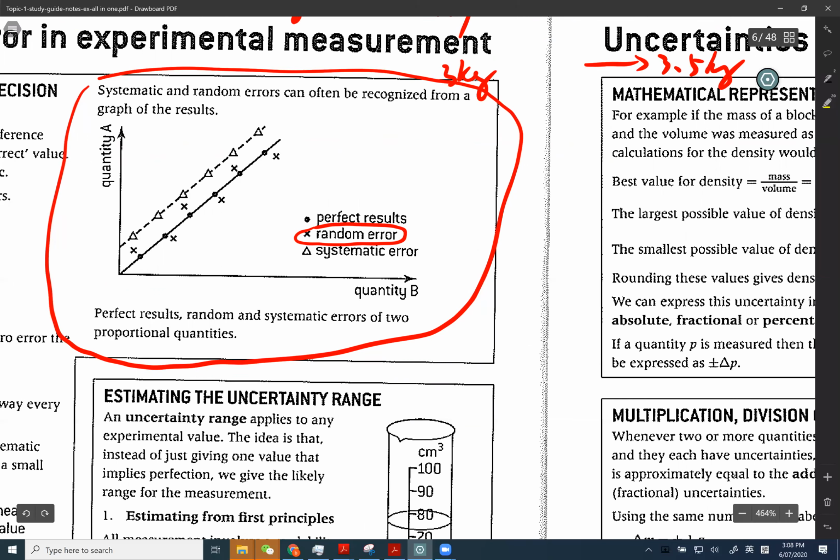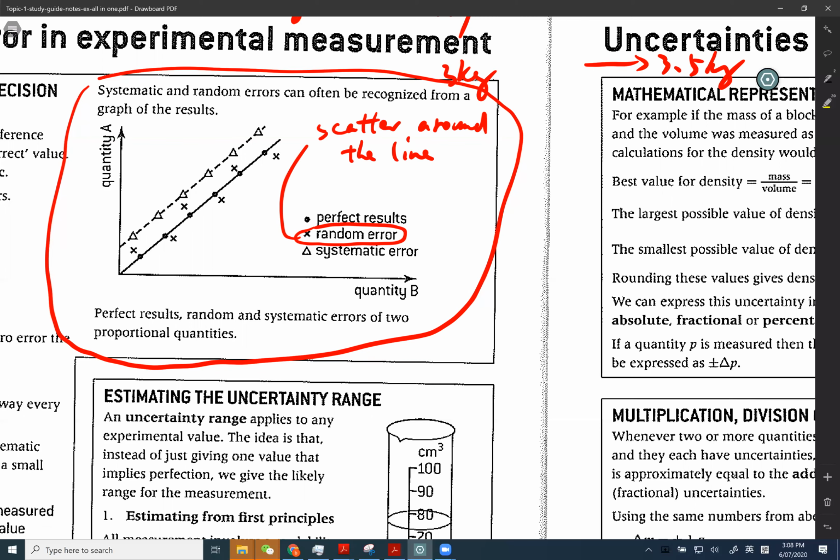The data points scatter around the line. That's why we have random error. Sometimes above, sometimes below. Okay?